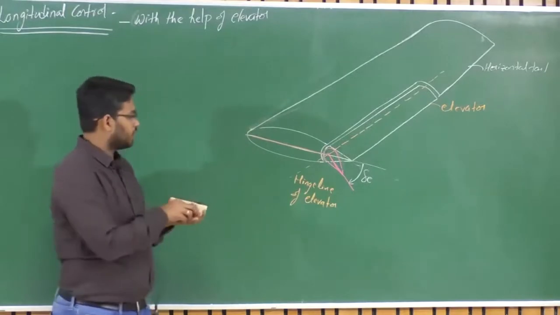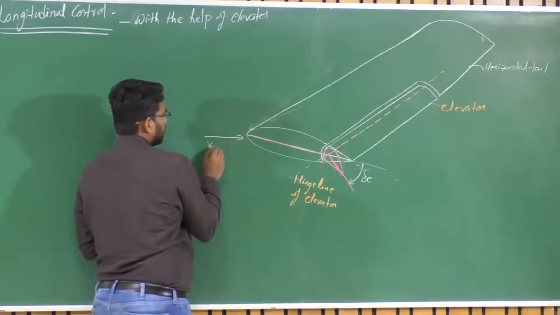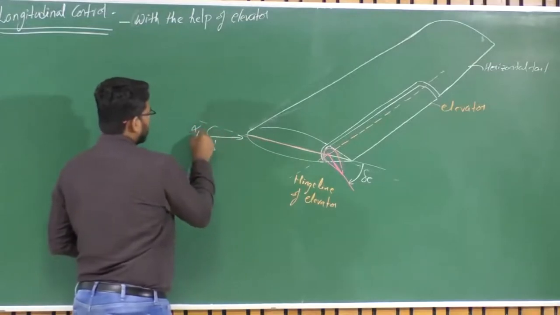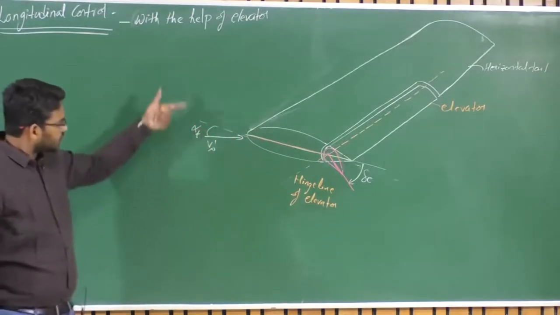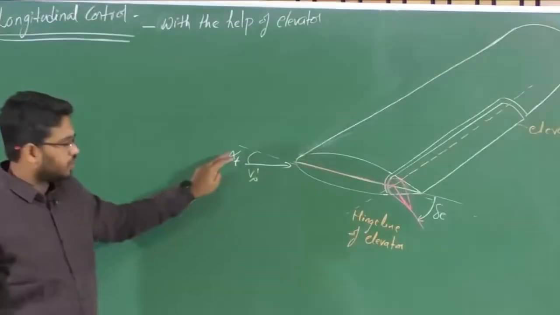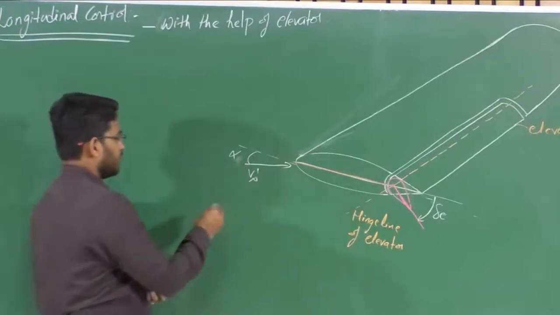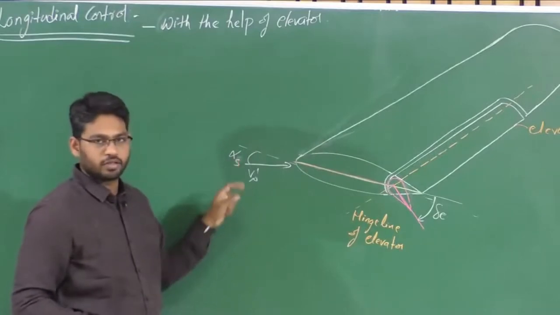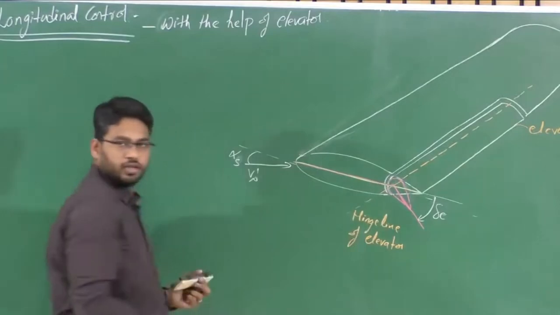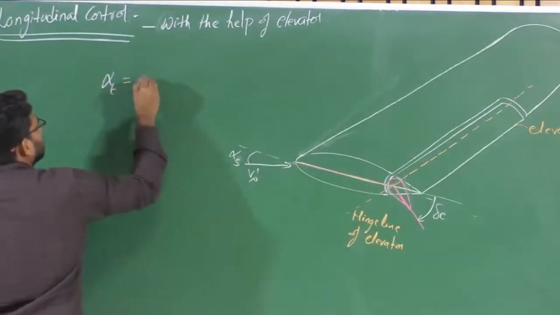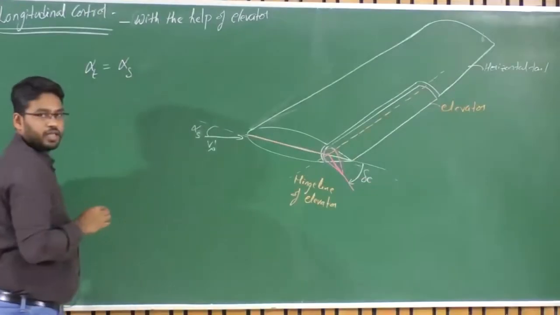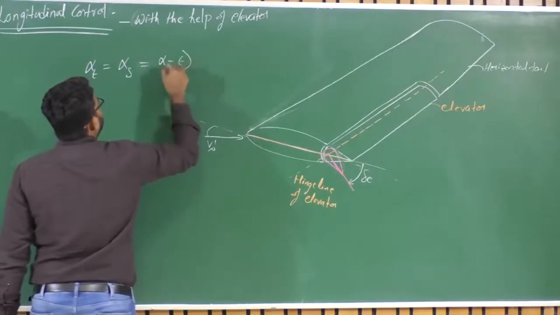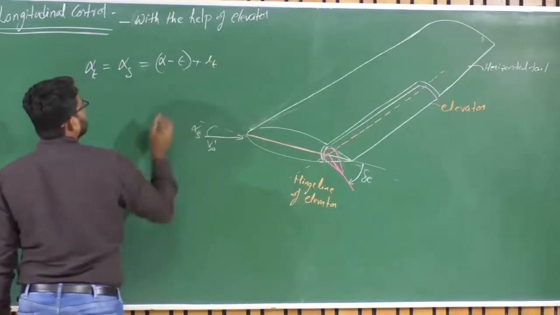Let us say initially the aircraft is trimmed, flying at a particular V infinity prime. This is the horizontal tail, right? So the tail is seeing a certain alpha T initially, which includes i_T as well, right? Let us assume that as the stabilizer angle of attack, ST. So that is the horizontal stabilizer and the corresponding angle seen by this horizontal stabilizer. When there is zero deflection, the total angle of attack seen by this tail is equal to the stabilizer angle of attack, which is equivalent to alpha minus epsilon plus i_T. This we discussed earlier, isn't it?